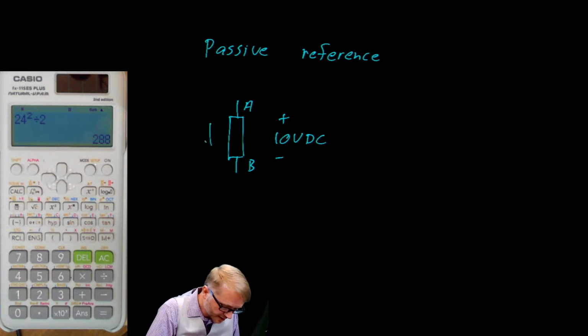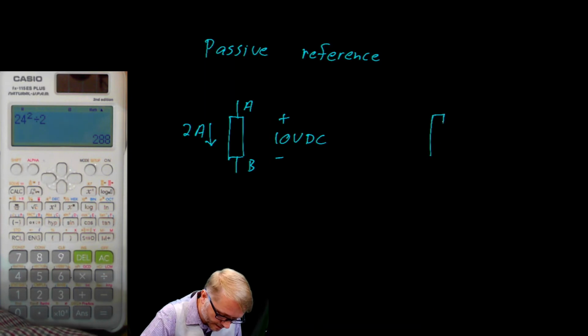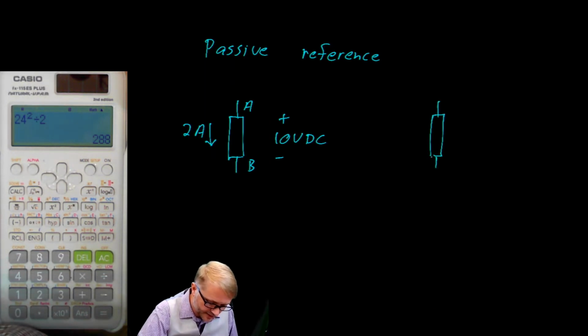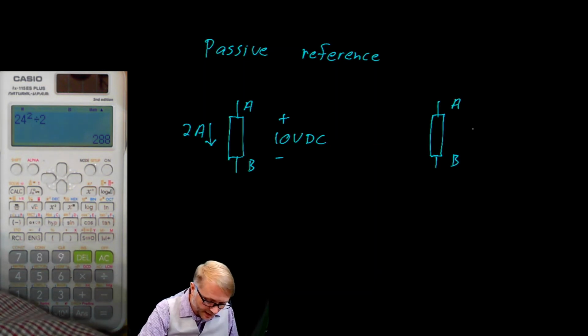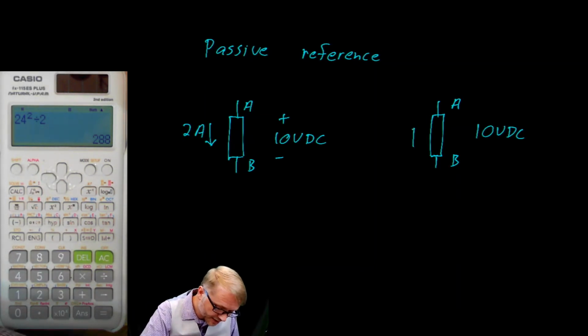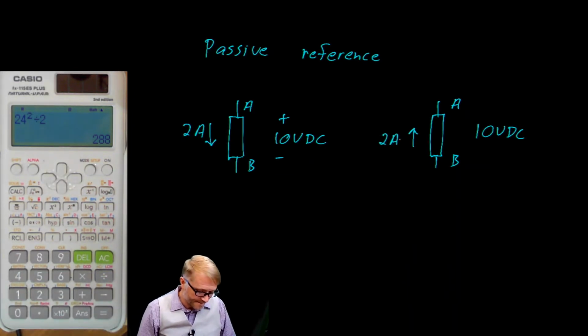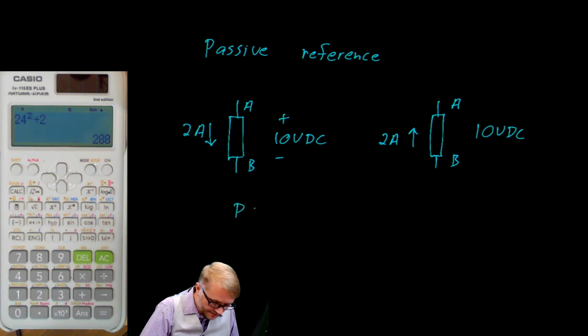Let's assume there's a current flowing here of 2 amps. Okay. Now here's our other element. Again, it doesn't matter if it's a battery or a resistor at this point. A, B, and we'll let this be 10 volts DC. Okay, so both elements are the same at this point. But this time, we're going to let the current flow in the opposite direction of 2 amps. Now, we know that power is equal to IE. So in both cases, it's 20 watts.